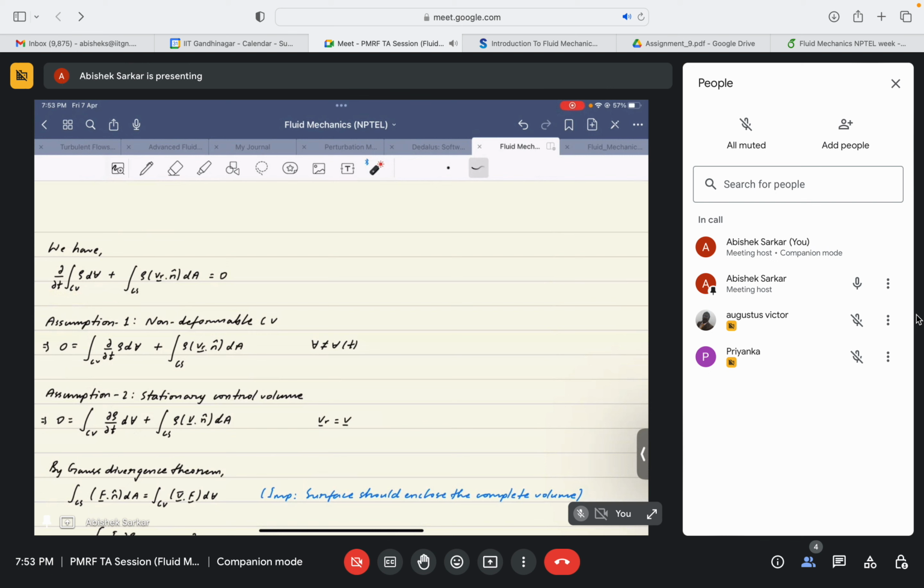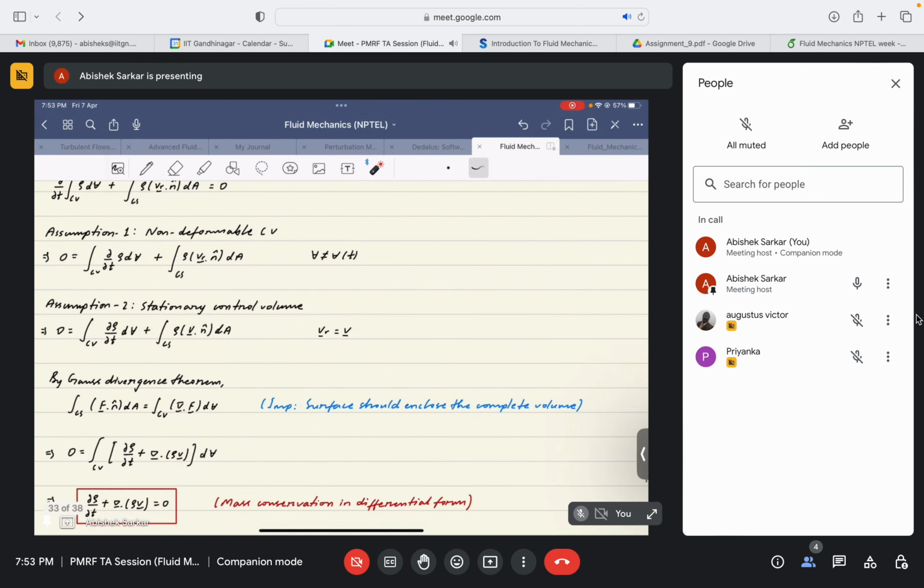After taking that we get this form. The second term remains the same. There's no change in the second term because of this assumption. Only the derivative can be pushed inside the integral. So this is the first step.